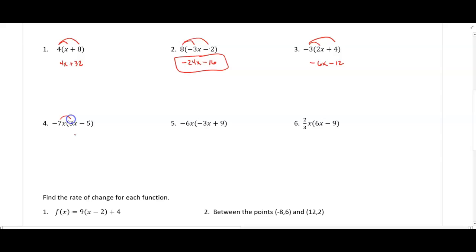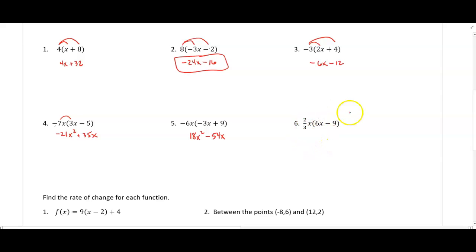Next one. Negative 7x times 3x is going to give you negative 7 times 3 is negative 21, x times x is x squared. Then negative 7 times negative 5 is plus 35x. All right. Next one. Negative 6 times negative 3 is positive 18, x times x is x squared. Then negative 6x times 9 is minus 54x.